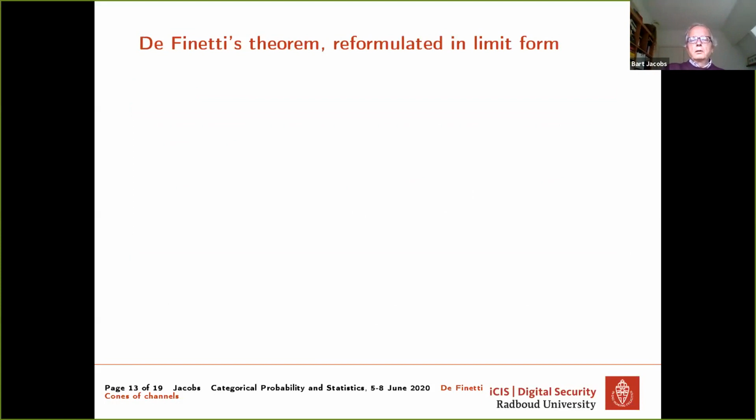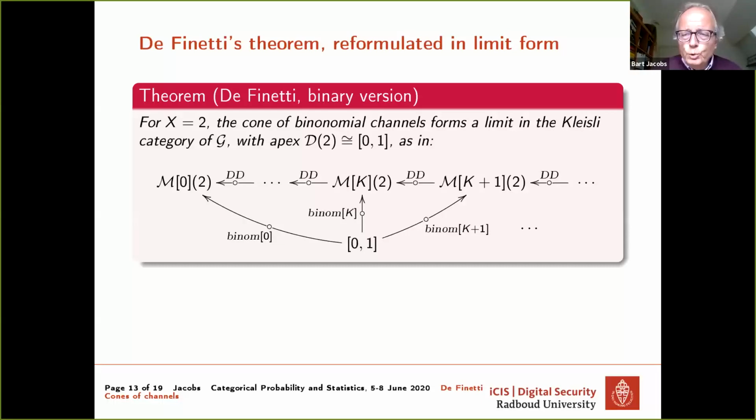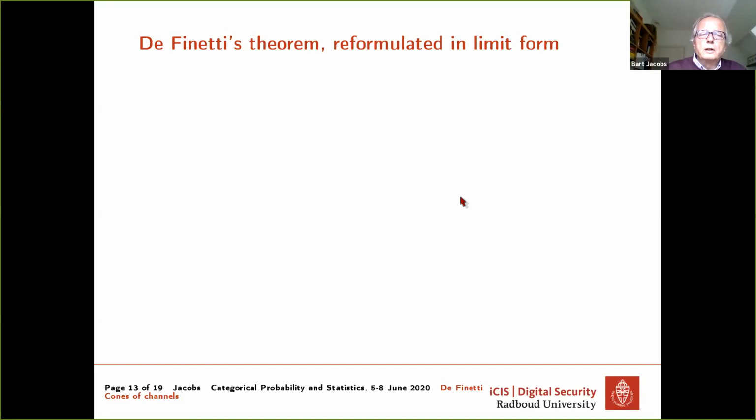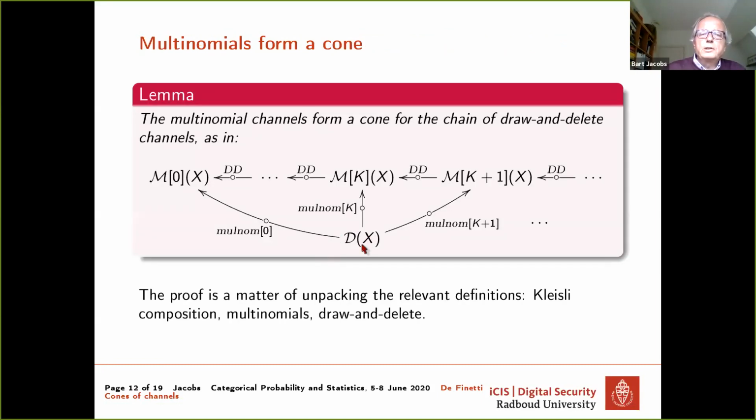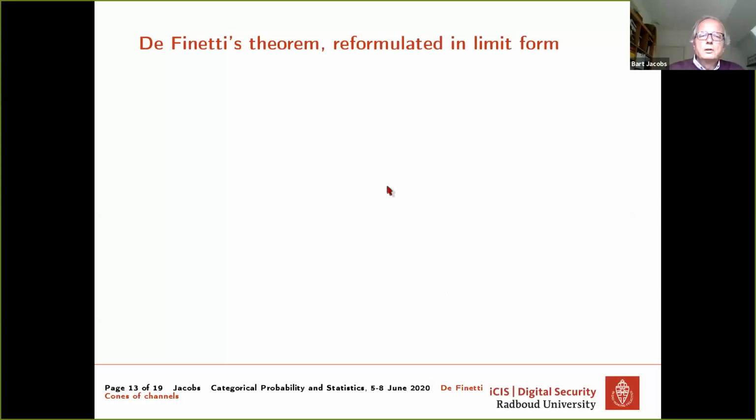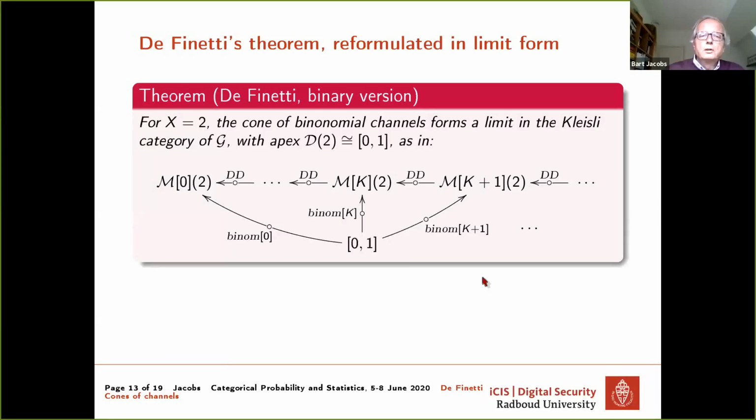Now, how can we reformulate now de Finetti's theorem? It says that if I take X is 2, this diagram is a limit. Now remember, on the previous slide, I had D of X here, but if I take X is 2, D of 2 is the unit interval 0, 1 everywhere, and the draw and delete maps each time take one element from this set. So this is a limit.